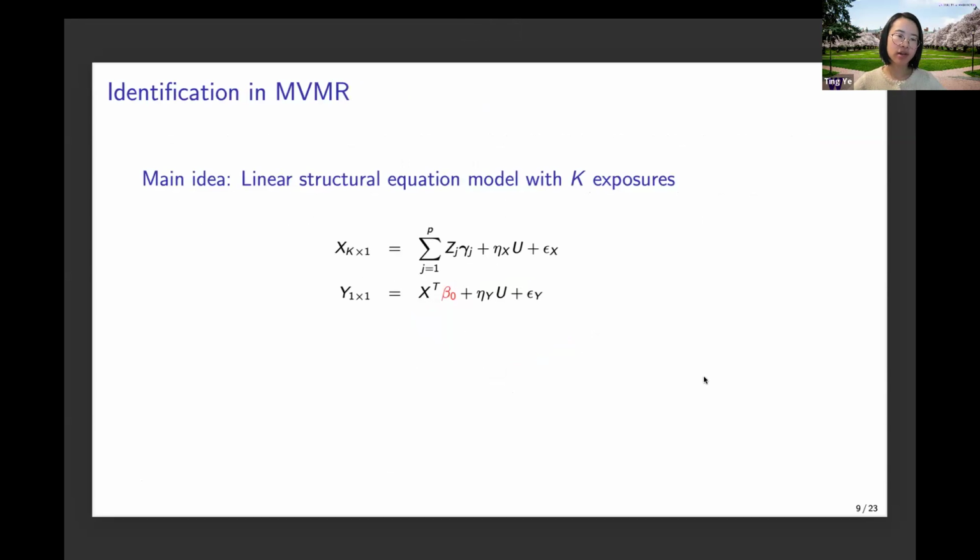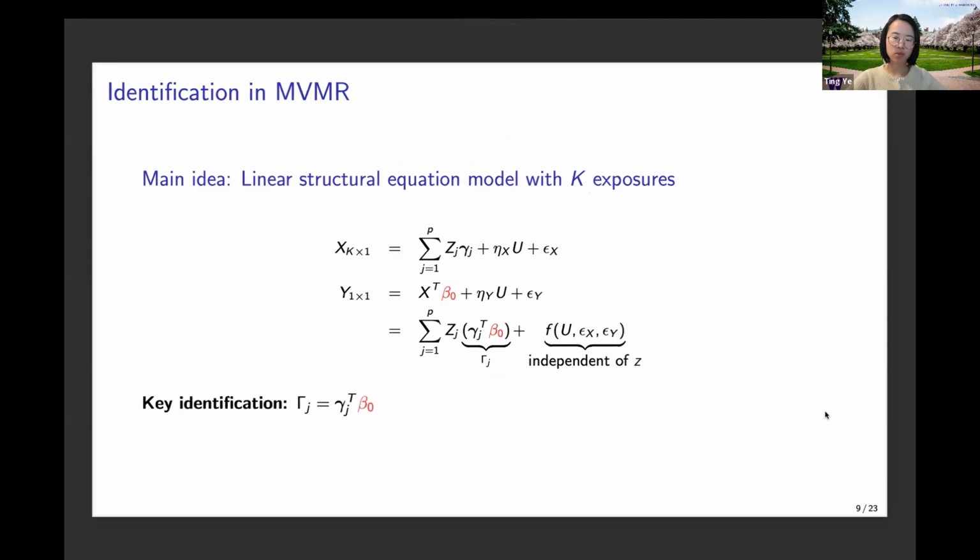So to illustrate the identification in MVMR, we will also use this linear structural equation. It has K exposures as denoted here. So here is the system of equations, and here is the vector of K exposures, having beta 0 as the causal effect on the outcome. And we do the same thing, just plug in equation 1 to equation 2, and this leads to a similar identification result, which says that Z_j's effect on the outcome satisfies this linear relationship, where it is equal to Z_j's effect on all the exposures multiplied by this beta 0.